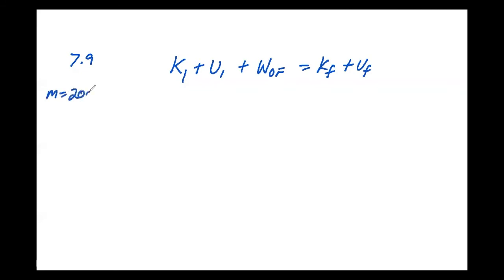So v is going to equal the square root of 2 times 0.0360 joules divided by the mass, which was 0.200 kg, and that's going to be equal to 0.60 meters per second.